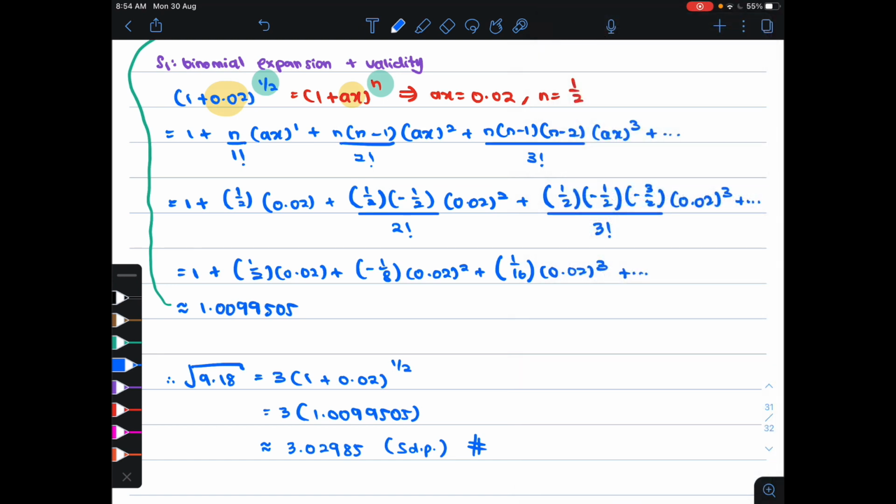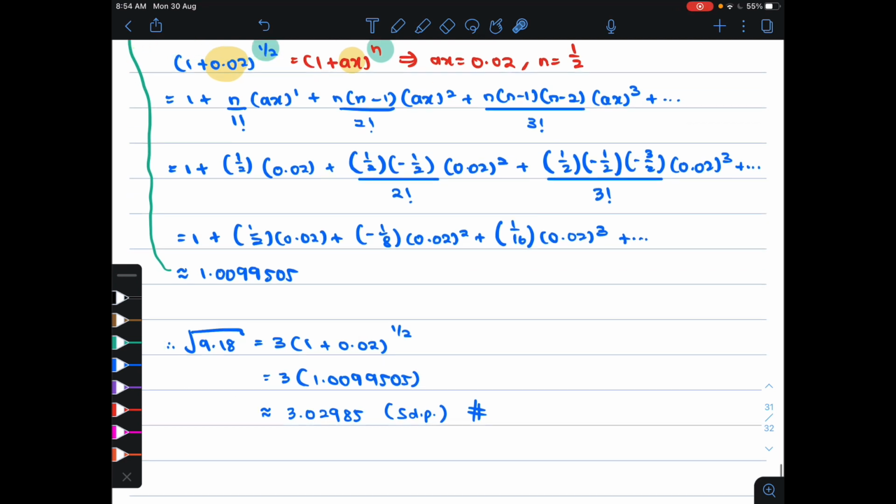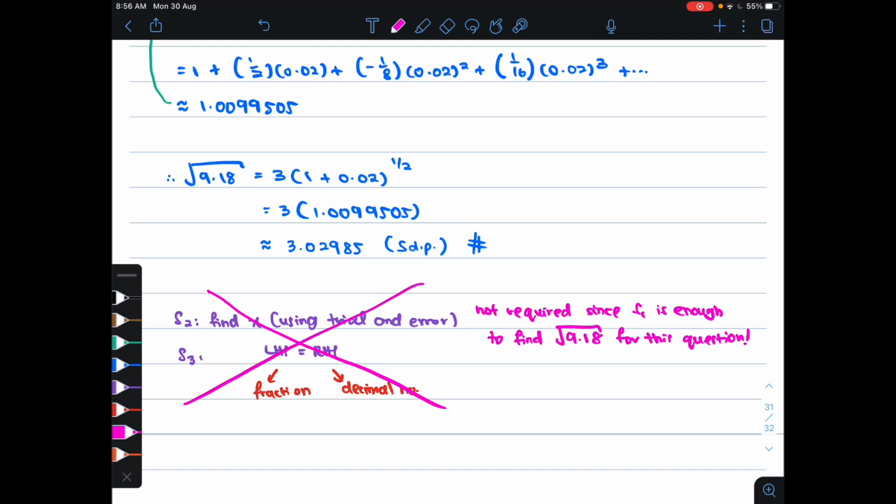So note that there's no need for you to do step 2 and step 3 because using step 1 only, you can find the answer of square root of 9.18. So for this question, there's no need for you to do step 2 and step 3 since step 1 is enough to find the answer.